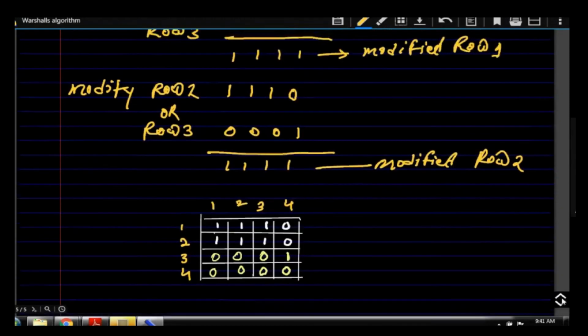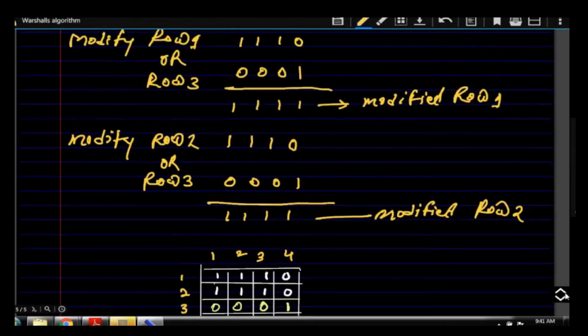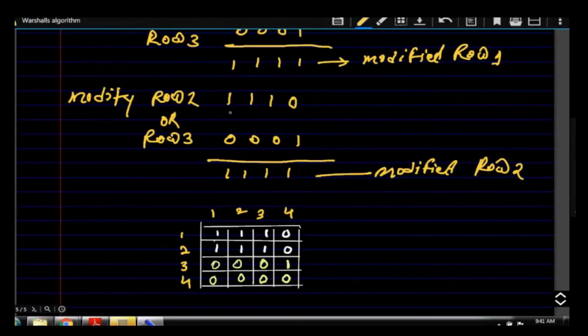So which rows do you have to modify? Row number 1 and row number 2. Row number 1 will contain all ones, so let me make it all ones here. These are already 1, so we will update here as 1. And make row number 2 all ones. So we will update row number 2 with all ones. Okay, so this completes the third step.